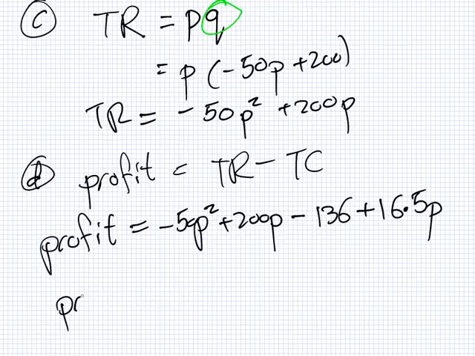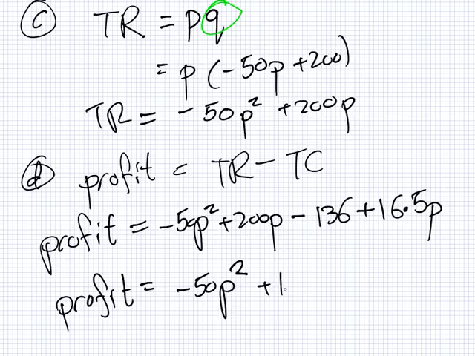So the profit equals minus 50p squared plus 16.5p minus 136. No, minus... 200p. Oh yeah, sorry.